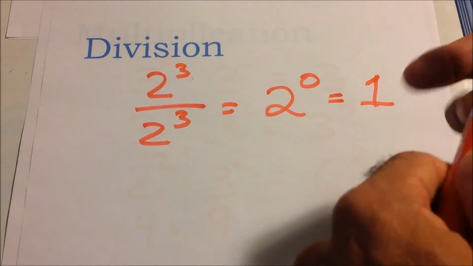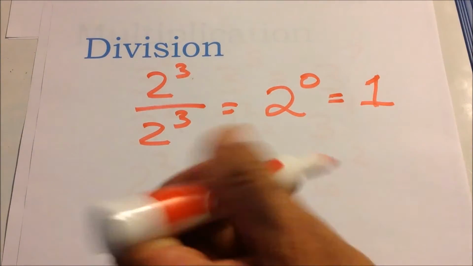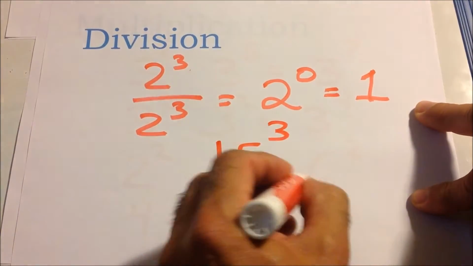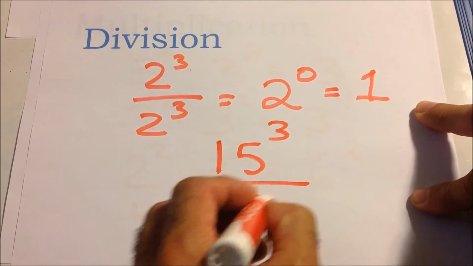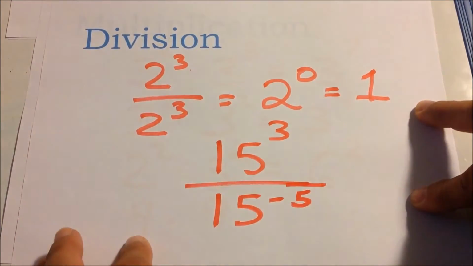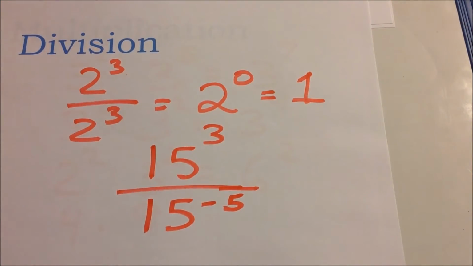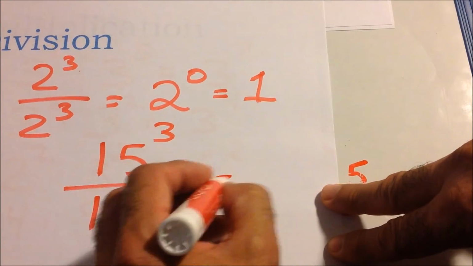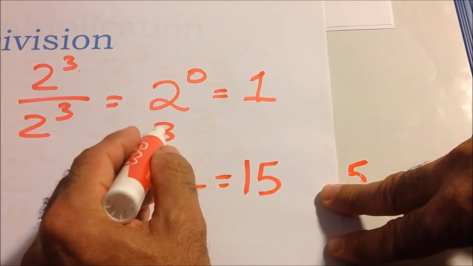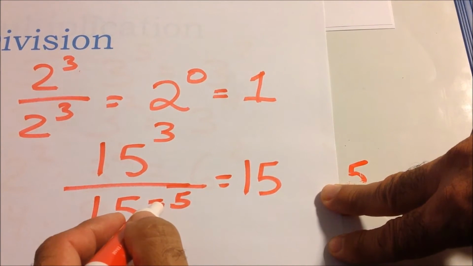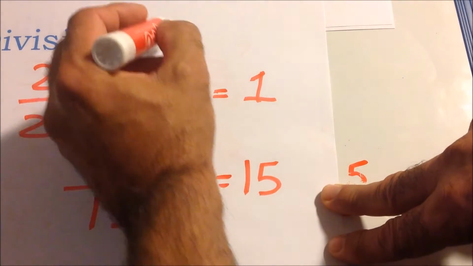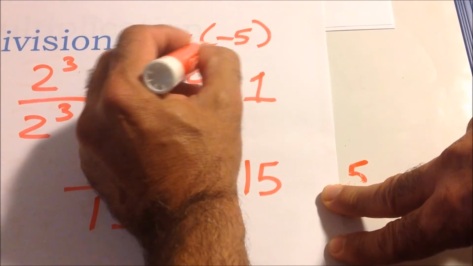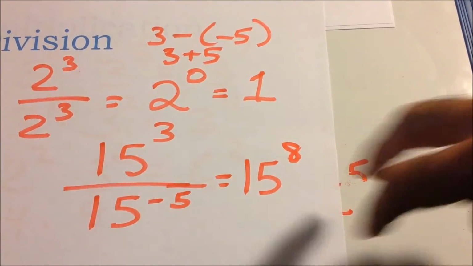So again, with multiplication you're adding, and division you're subtracting. What would this answer be? What if you had 15 to the third power divided by 15 to the negative 5 power? What would that answer be? Same base, right? So we're going to bring this over. We have the same base, so it's 15. Now this is 3 minus 5. Right? So remember, keep change. That's 15 to the 8th power.